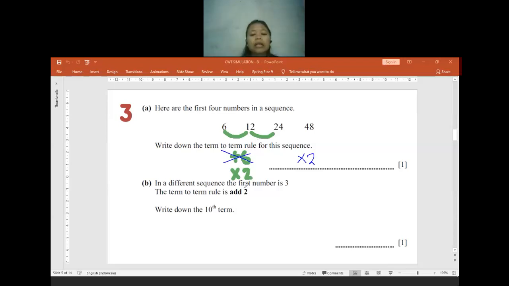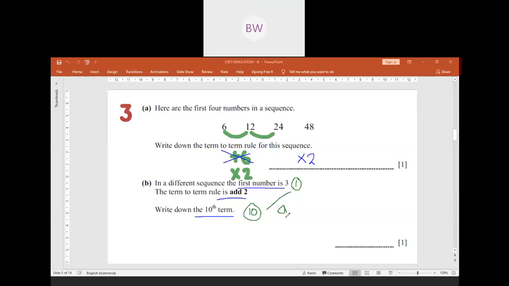The first number is 3. The term to term rule is add 2. We need to find the 10th term. I told you we need to find the difference between the given one and the one that we are looking for. The given one is the first, so this is number 1. The one we are looking for is the 10th, so 10. We need to find the difference between 10 and 1. It will be 9. After you get the difference, you multiply it by 2 because this is the term to term rule. Don't forget to add it to the term that is given. So the answer will be equal to 21.